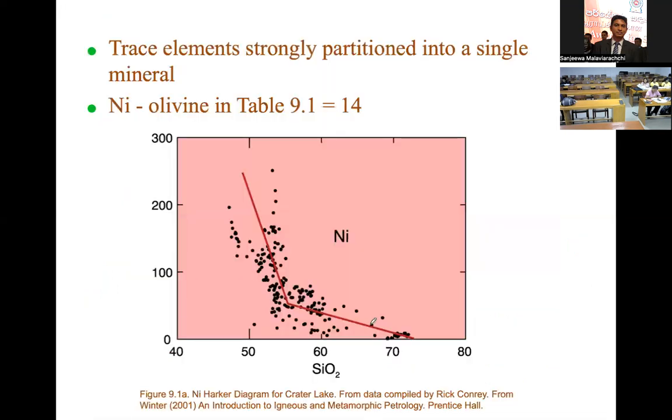Okay, right. So we talked about the partitioning, and we know that trace elements are strongly partitioned into a single phase or a mineral, right? So we already talked about nickel behavior in olivine, right? In the previous table, it's like 14. So you can see the concentration variation. I have shown you this figure before.